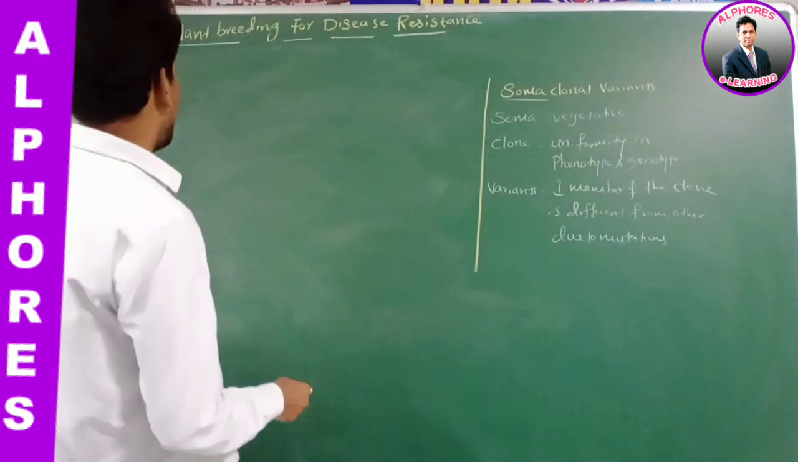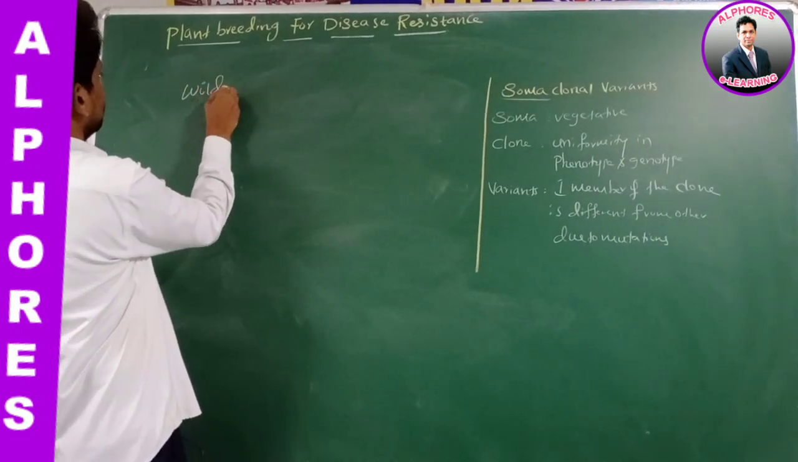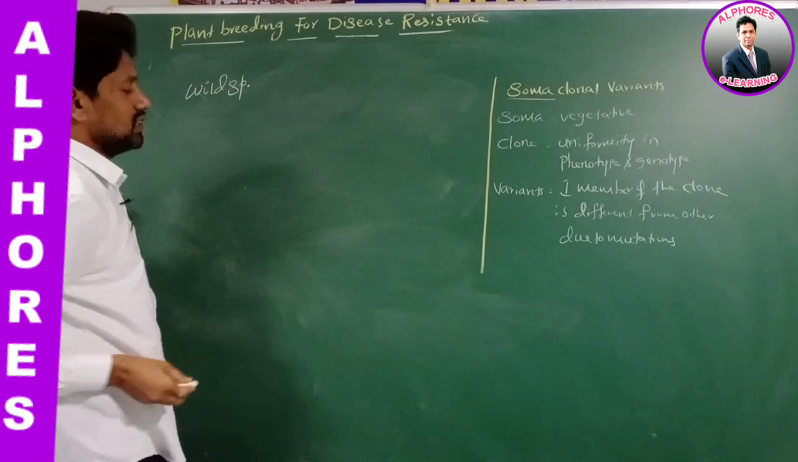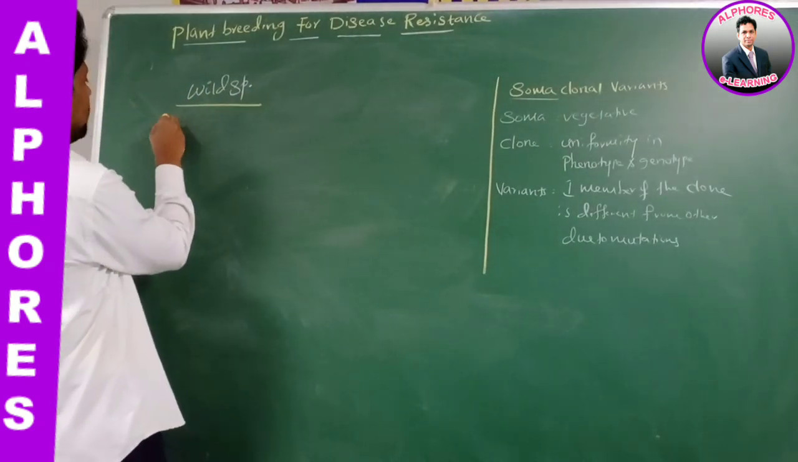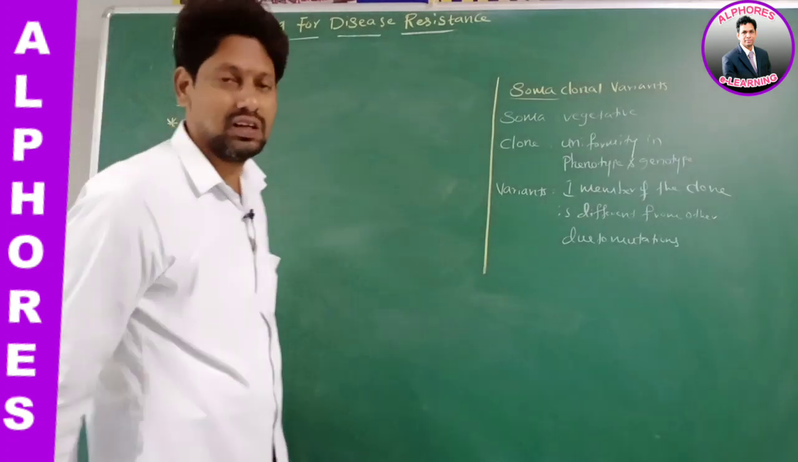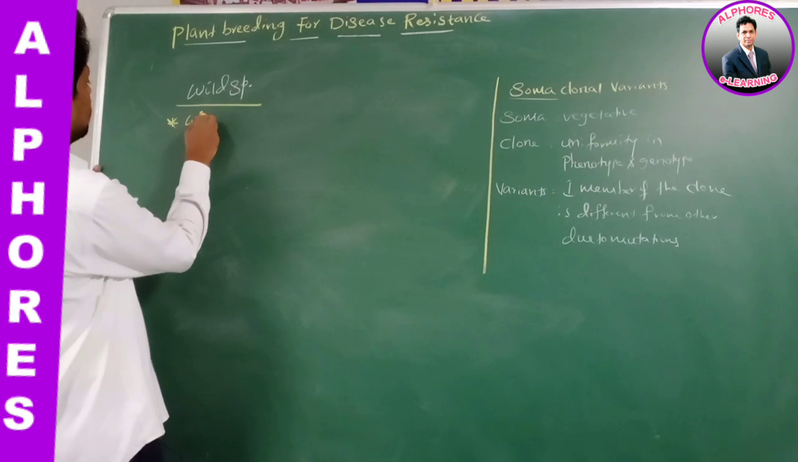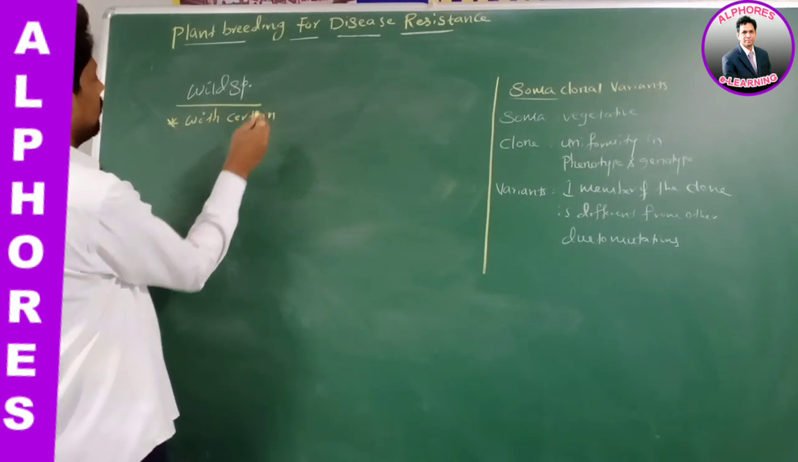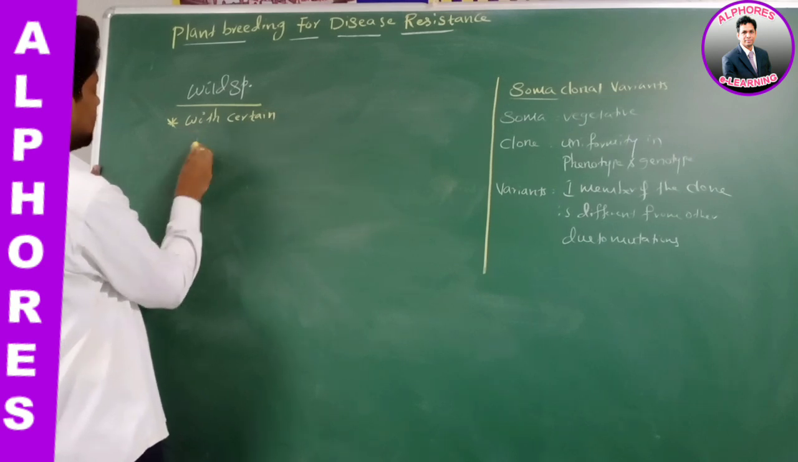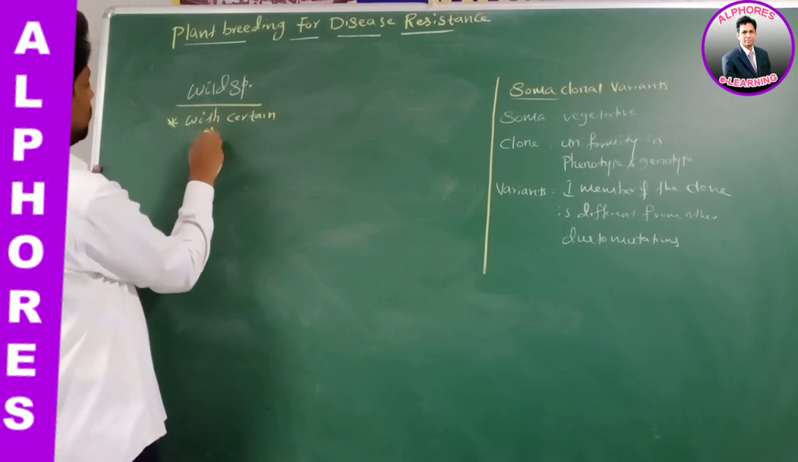So take a wild species. Which species, sir? Wild species. Sir, wild species contain certain disease resistant genes.